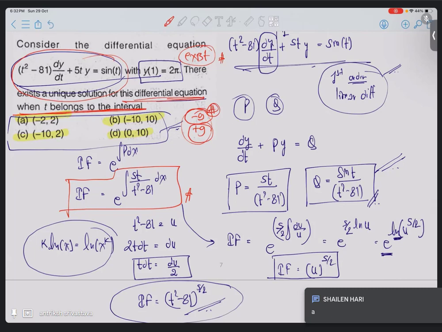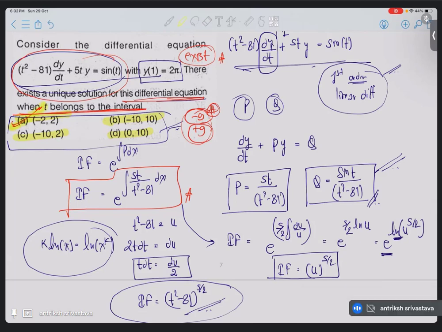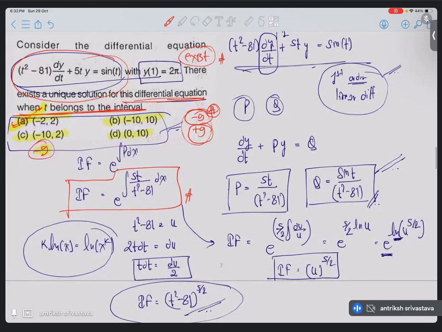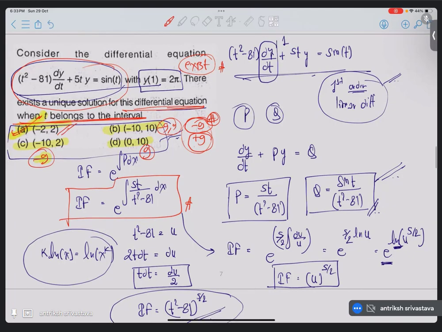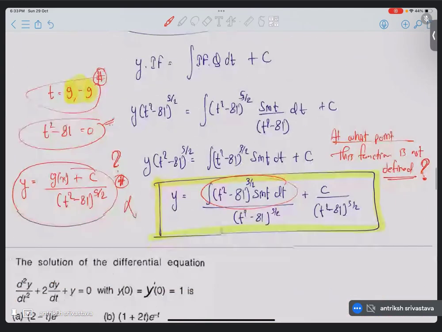Option A. Very good. Shalin has given the correct answer. Option A is correct, because in minus 10 to 0, minus 9 is coming, and in 0 to 10, 9 is coming, and here neither minus 9 nor 9 is coming. Okay, so that's how we solve this question. Okay, good.